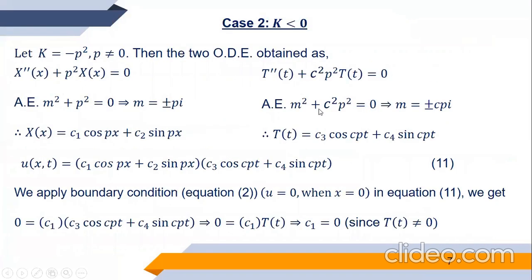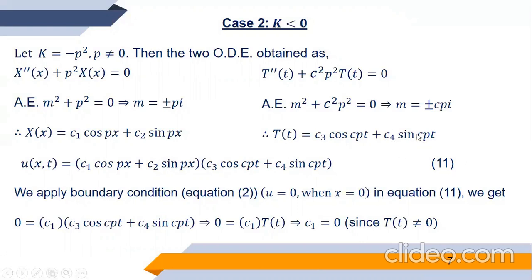Now, in case 2 we consider k less than 0. So k equal to minus p², then the given 2 ODEs are obtained as X'' plus p²X is 0 and T'' plus c²p²T is equal to 0. And we define the solution, then the general form is u(x,t) equals (c1 cos px plus c2 sin px)(c3 cos cpt plus c4 sin cpt), which is said to be equation 11.